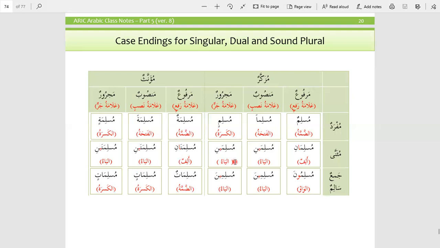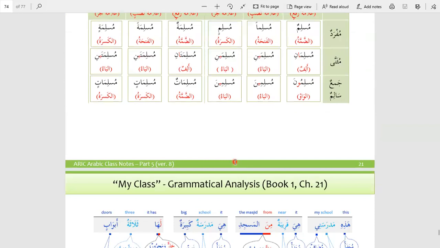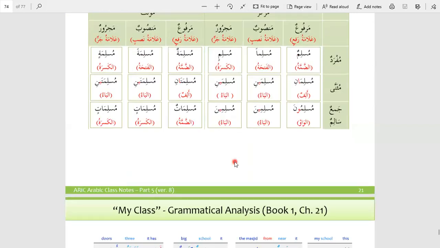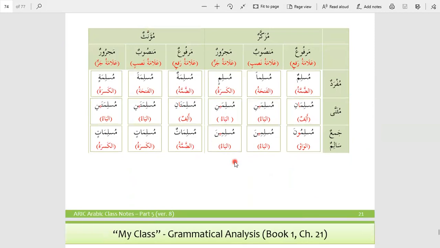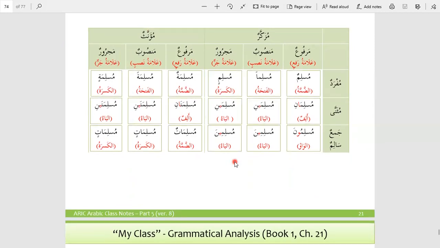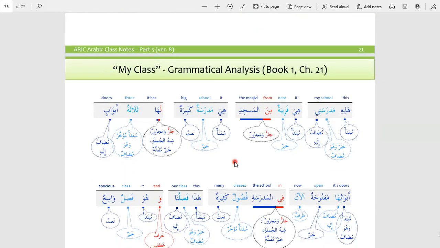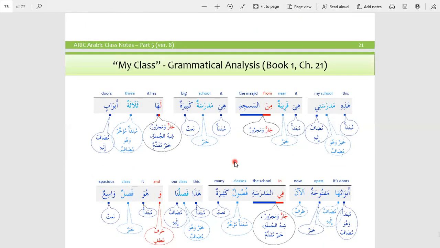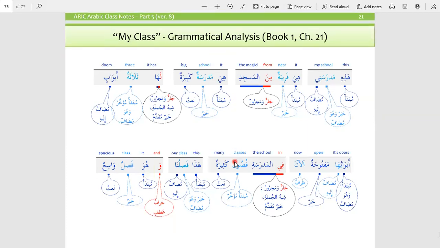So we are going to be looking deeper as this is our reference chart. Whenever we make a concept, we are always going to come back here to this chart. Let's analyze this, my class. We are going to do this grammatical analysis.